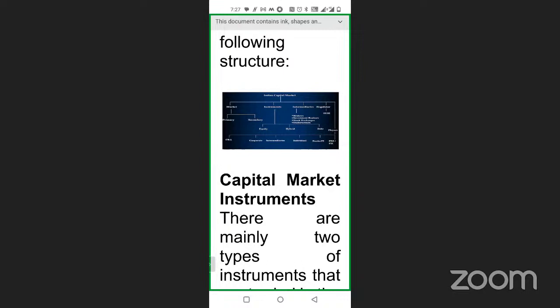Understood? One point we already discussed, that the market is divided into primary and secondary market. Primary market we otherwise call the new issue market, and secondary market we call the further issue market or stock market.